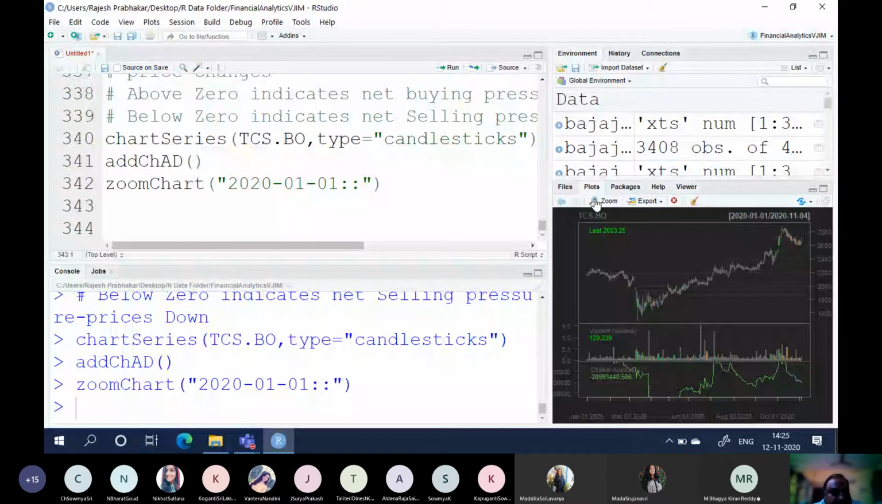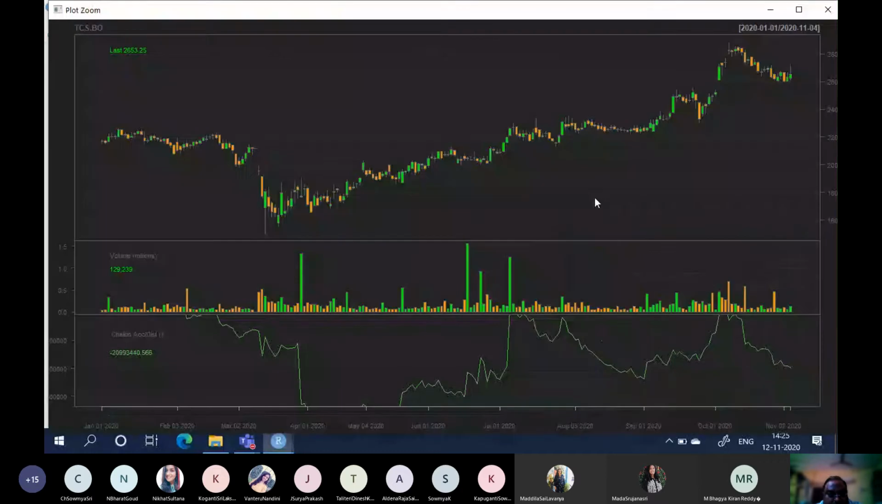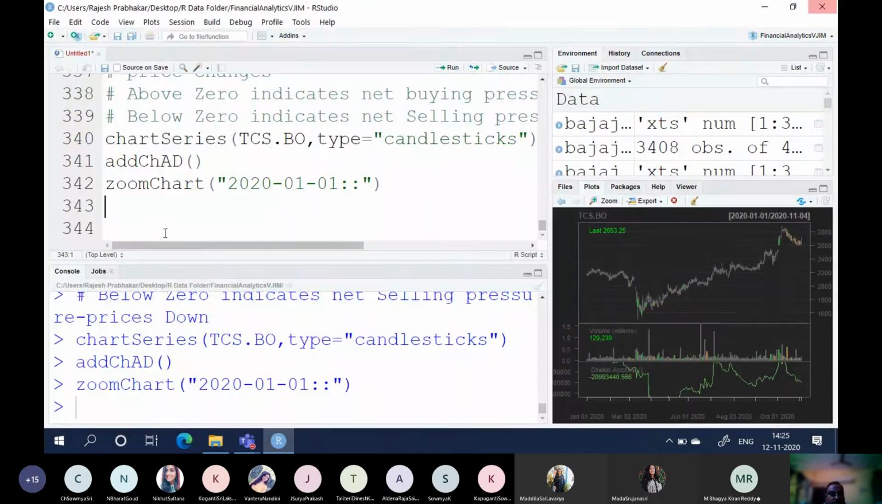So here we have above 0 and below 0. Now TCS is touching below 0. That means there is selling pressure. So it is going below 0. So the accumulation distribution line, Chaikin oscillator, I think it is going towards 0.